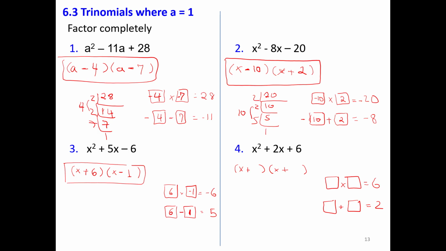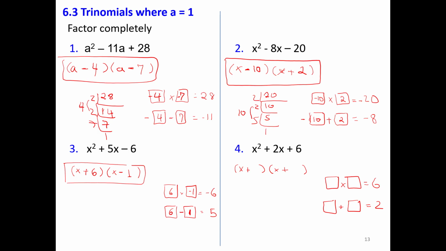Then we know the possible factors for 6 are 1, 2, 3, or 6. Let's try 2 and 3. 2 times 3 is 6, but 3 plus 2 is 5. Then it doesn't work. The other possibility is 6 and 1. 6 times 1 is 6, but 6 plus 1 is 7. And also it doesn't work.